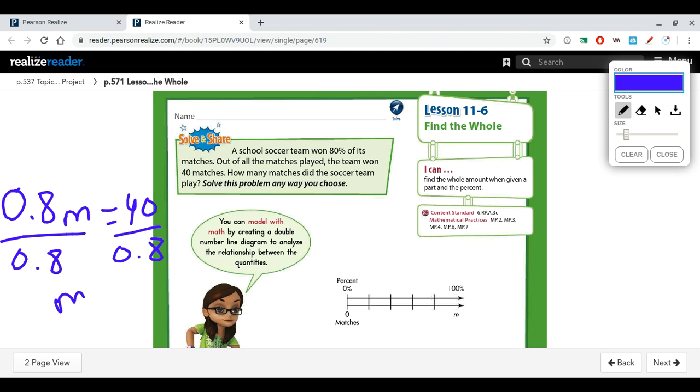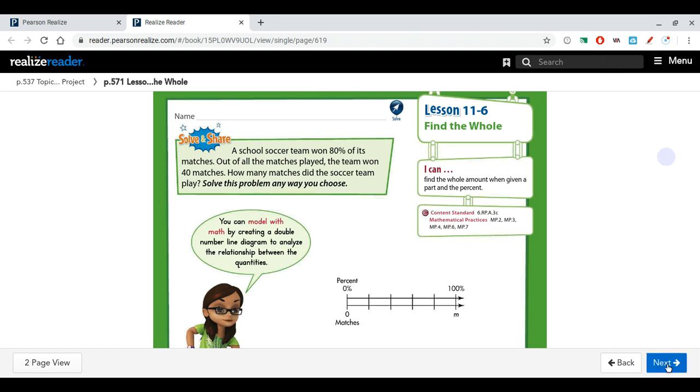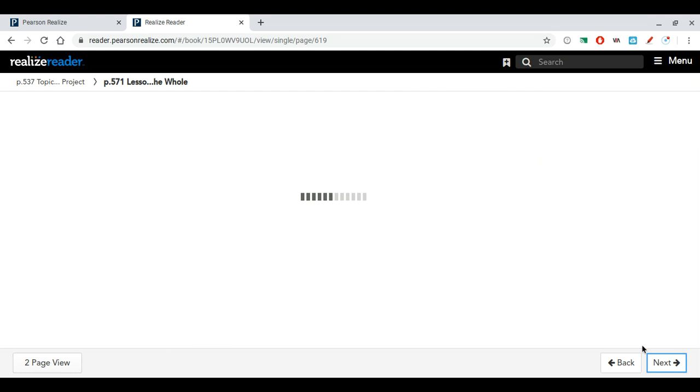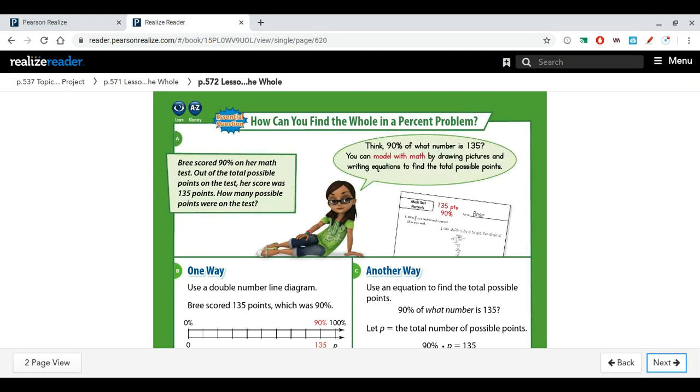And then I have M equals 50. So let's go ahead and move into your visual learning for today. If we take a look at your first problem, it says Bree scored 90% on her math test. Out of the total possible points on the test, her score was 135 points. How many possible points were there on the test?